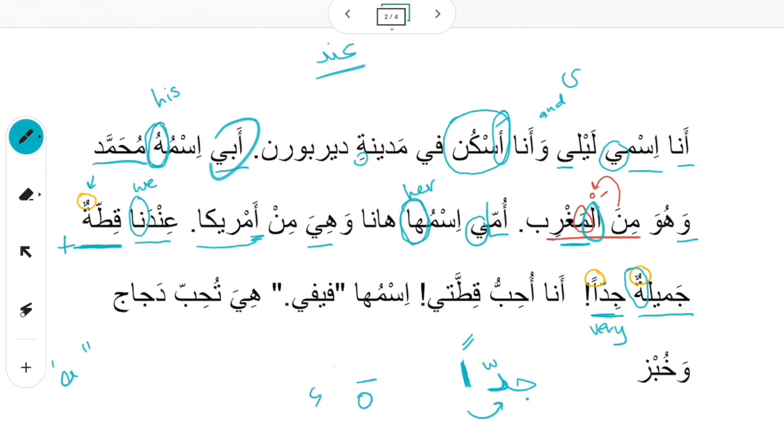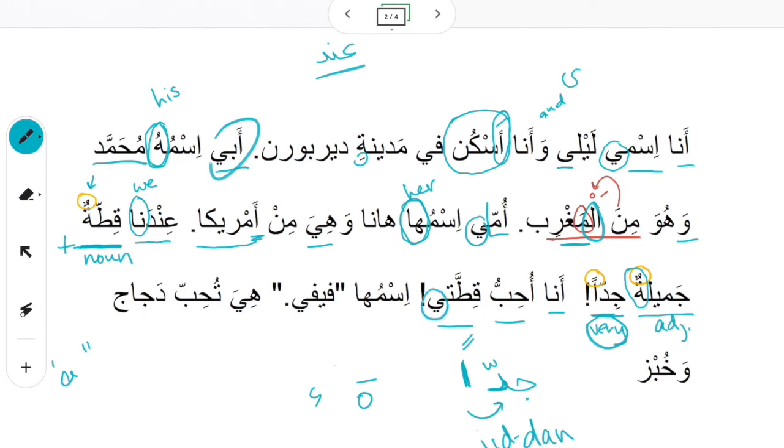That's why that's there. But the n sound that you're pronouncing is on the letter before it, which is the letter dal. So we stop on the dal because it has a shadda, jid. And the second time we pronounce it, done. Okay? جدا. عندنا قطة جميلة جدا. We have a very beautiful cat. So very goes at the end of the adjective. Notice here the noun comes first, and then the adjective, and then very.